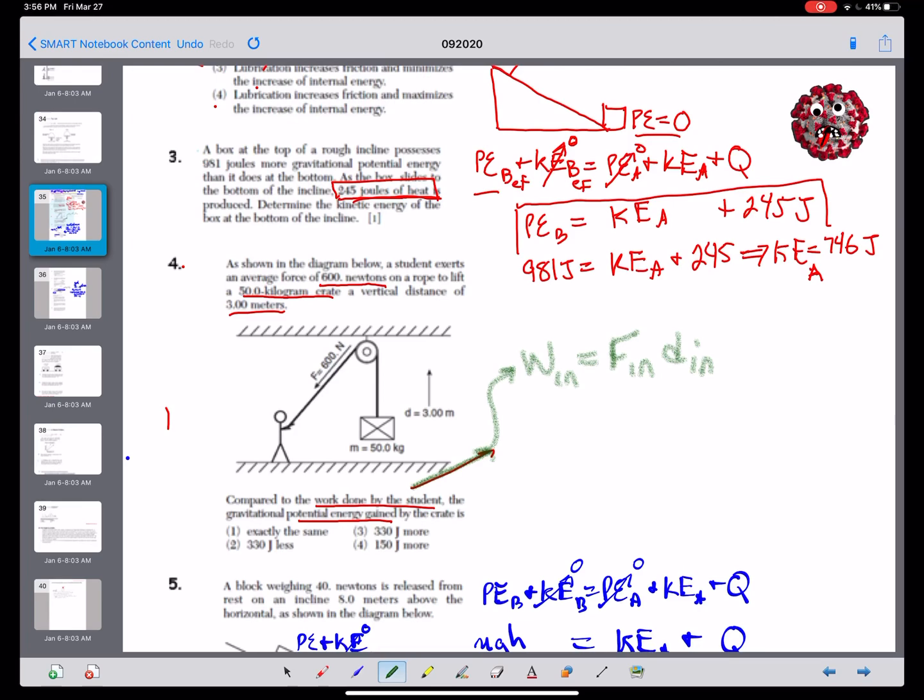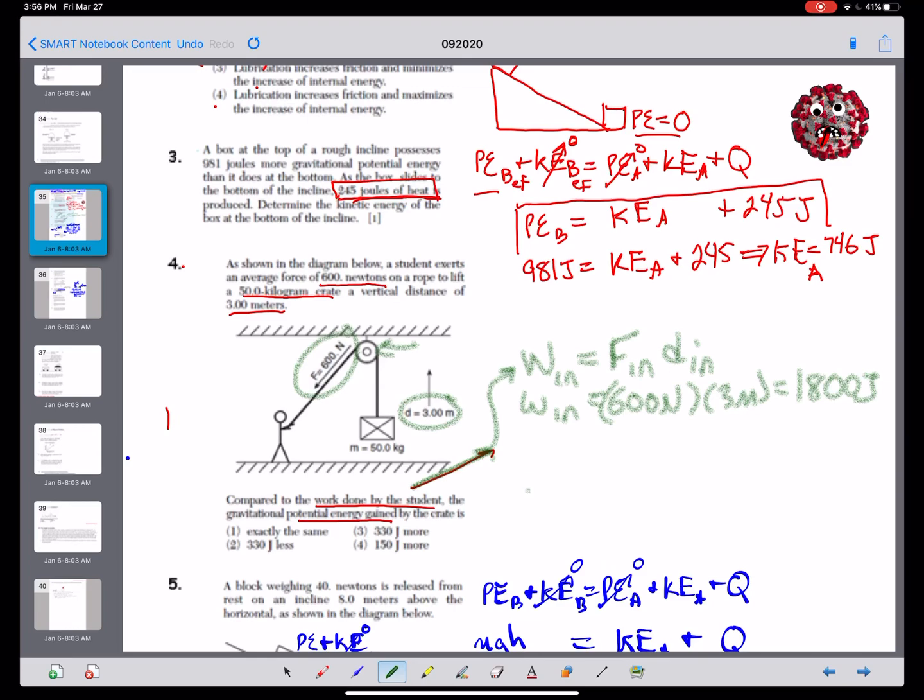Let's get the work done by the student. So the force in by the student is this 600 newtons. He put in 600 newtons, and he moved a distance of 3 meters. It is a single pulley, so distance in and out are the same. So it's 600 newtons times 3 meters. That's a work in equal to 3 times 6, which is 1,800 joules.